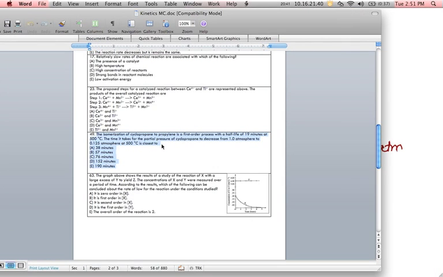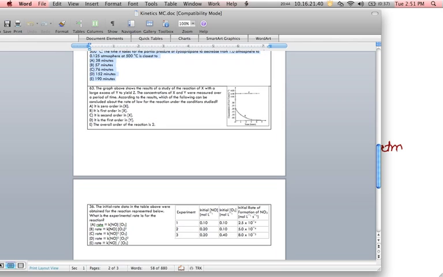Okay, coming back here. 63 asks us, according to the results, which of the following can be concluded about the rate law for the reactions under the conditions studied? You'll see that the concentration of Y stays constant, and the concentration of X slowly decreases over time. Doesn't give us anything about the concentration of Z, but the fact that the concentration of Y doesn't change as X changes means that the reaction has to be 0 order in respect to X, because changing concentrations of X have no effect on the concentrations of the other parts of the reaction.